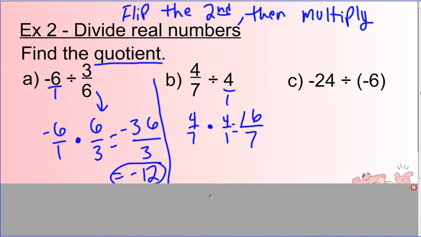I messed up again. Hopefully you saw my mess up and you stopped. I forgot to flip this. I said I flipped it, and I didn't. That's what we get when we flip it. 4 goes on the bottom, 1 goes on the top. There we go. So 1 times 4 is 4. 4 times 7 is 28. Now when we simplify, we can divide top and bottom by 4, and we get 1/7.